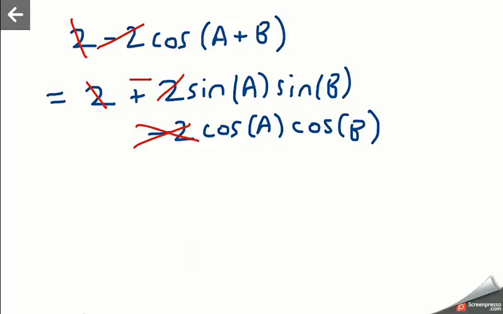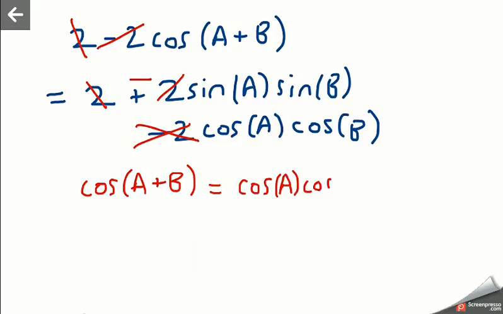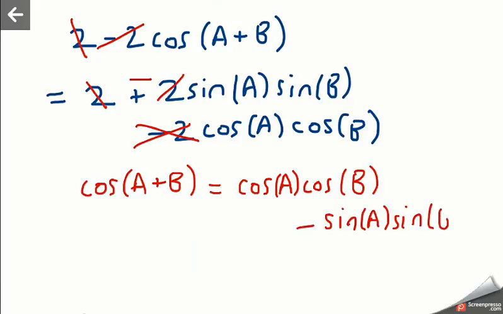And what we end up with is therefore cosine of a plus b is equal to cosine of a cosine of b minus sine a sine b. Exactly as we were supposed to.